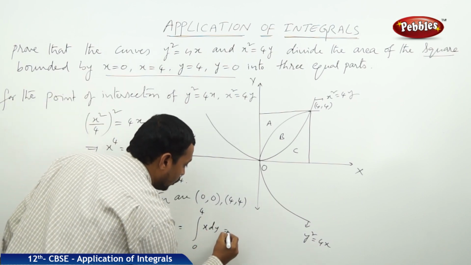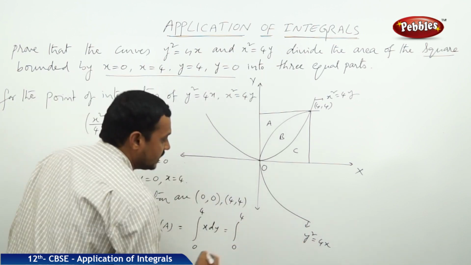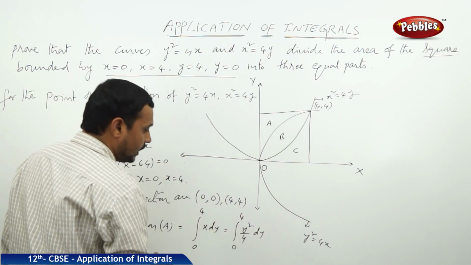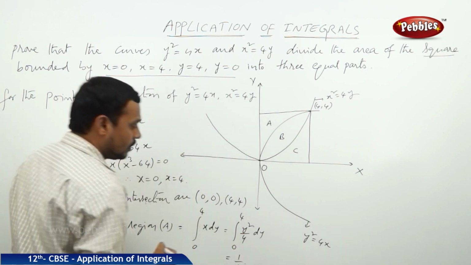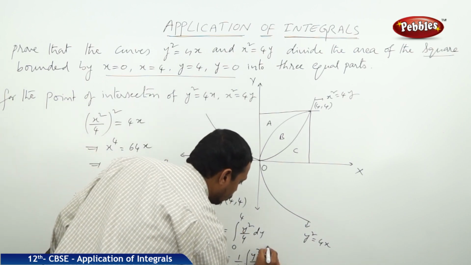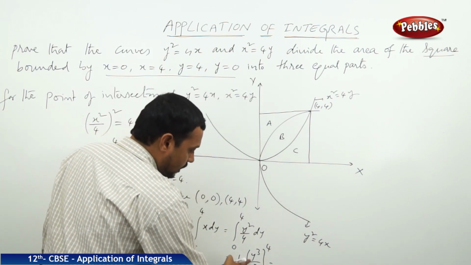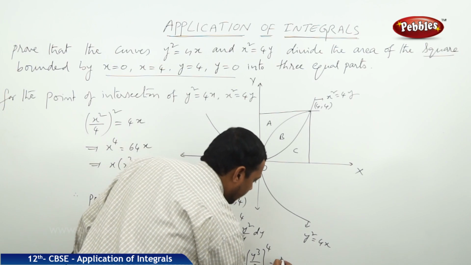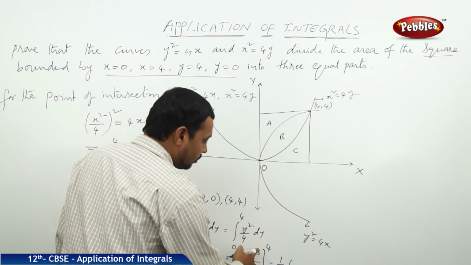Therefore, that is integral 0 to 4 x dy, where x is equal to y square by 4 dy. Therefore, integrating this, 1 by 4 into integration of y square is equal to y cube by 3 under the limits 0 to 4. Therefore, it is 1 by 4 into 1 by 3, 1 by 12, and y power 4, y cube, that means 4 cube.